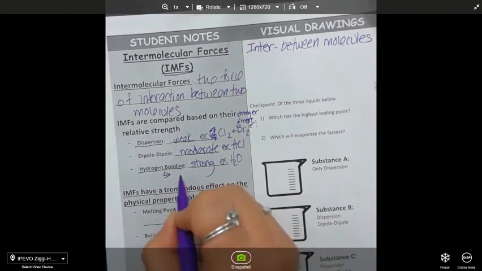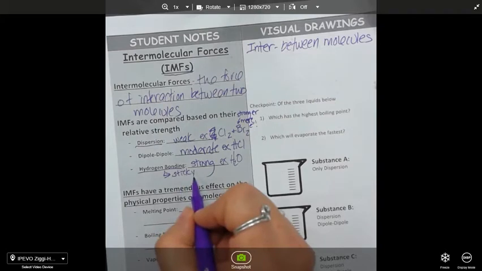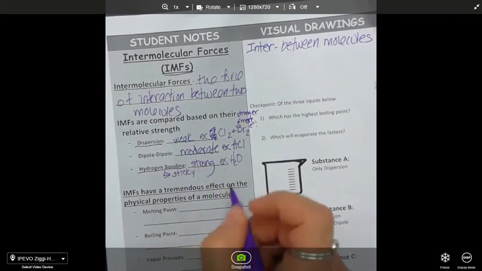You think about the surface tension of water, it's very sticky. Water is very sticky. It likes to stick to things. It likes to stick to you. It likes to stick to itself. So water is sticky, and that's because it has strong hydrogen bonds.